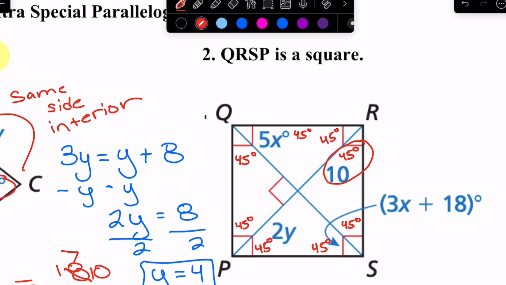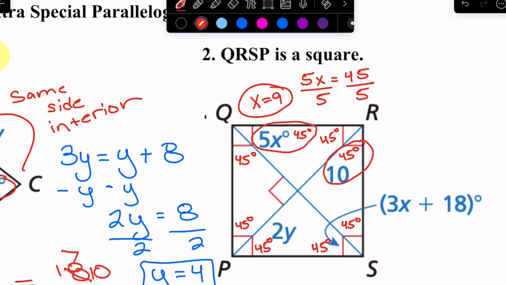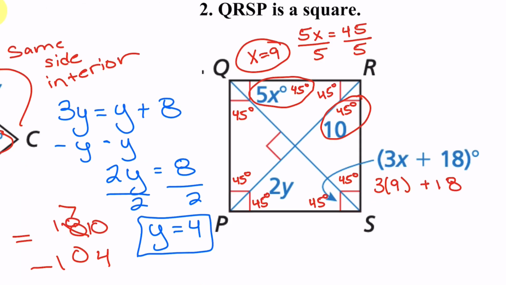In order to solve for x, I can say that 5x equals 45. If I divide by 5, I get that x is equal to 9. And we can check to make sure that this is right. If I plug in 9 over here, I should still get 45. 3 times 9 is 27, plus 18 does get me the 45 degrees.